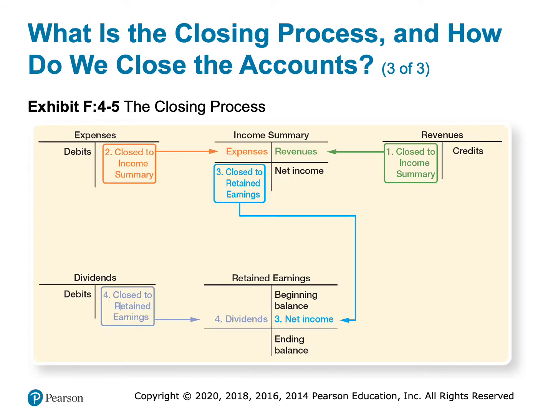So the closing process, this is just kind of an overall diagram. The first thing we want to do is close out revenues and move them into income summary. Then we're going to close out expenses and move those into income summary. Then we're going to close out income summary to retained earnings, and then dividends are going to go directly to retained earnings. So let's walk through this process together.